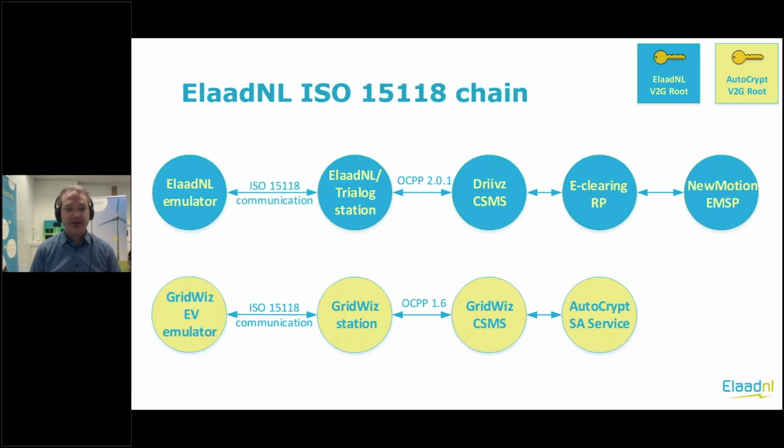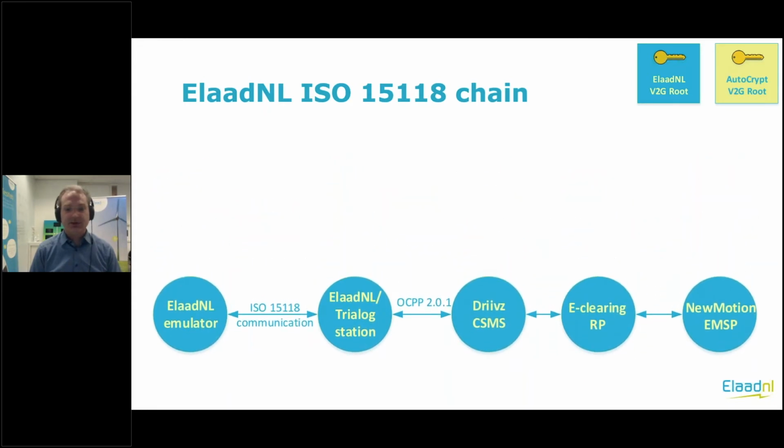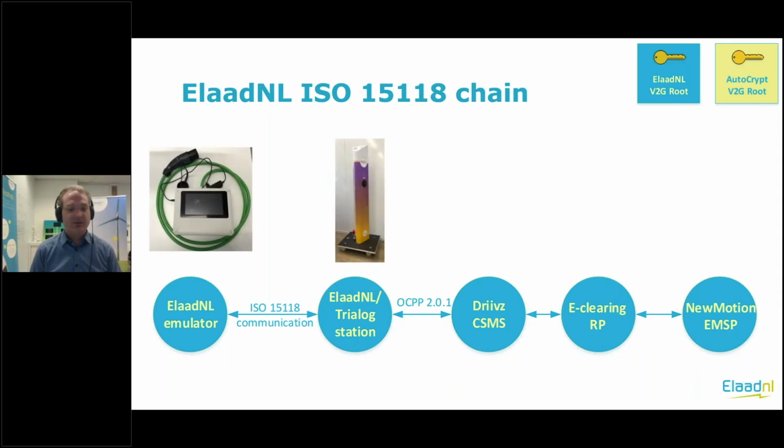So let's start. We'll start with the top one. I will try to guide you through this. So this is the number of companies. We will be using an EV emulator. It's here. It will be operated by one of my colleagues. And we have a charging station, ElaadNL ISO R&D station, shown here on the picture. We have Drives as a CSMS, eClearing as a roaming platform, and Motion as an e-mobility service provider.